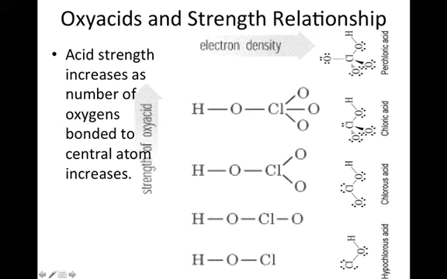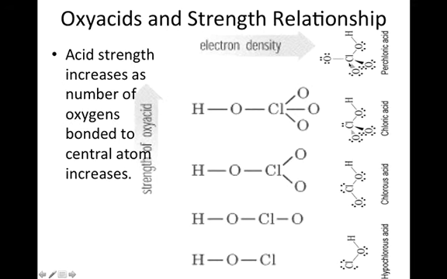We can also look at them for a reflection of strength, right? So the acid strength is going to increase as the number of oxygens bonded to the central atom also increases. Well, duh, all right? So we have lots of stuff going on here, moving from hypochlorous, chlorous, chloric, perchloric acid, all right?